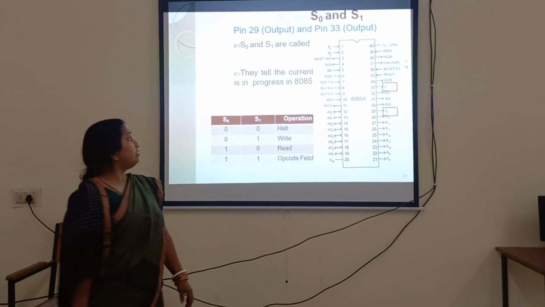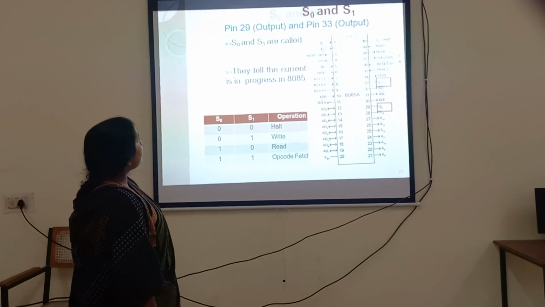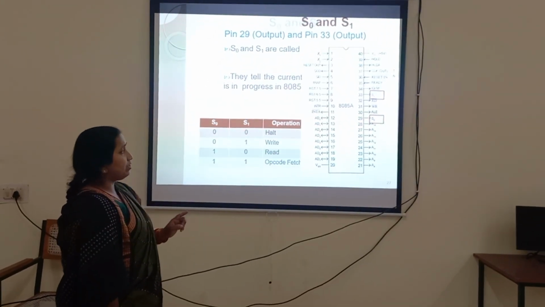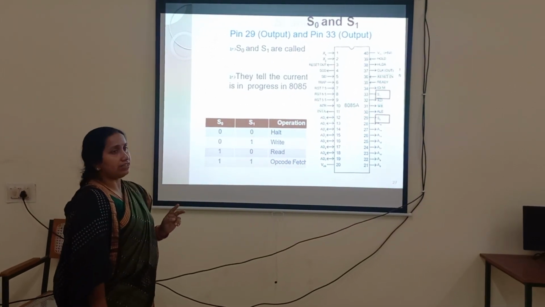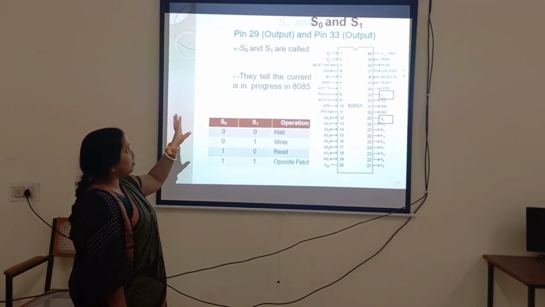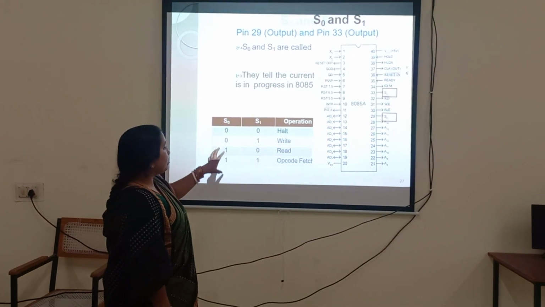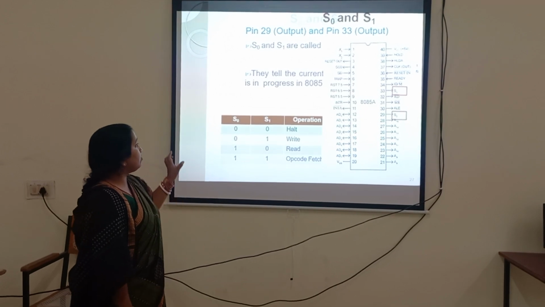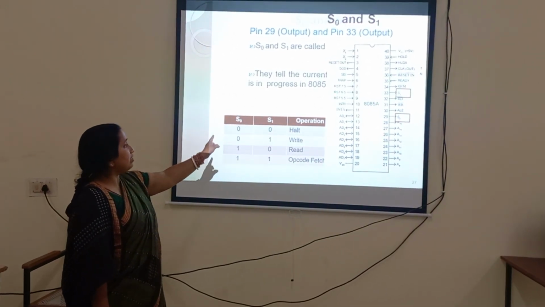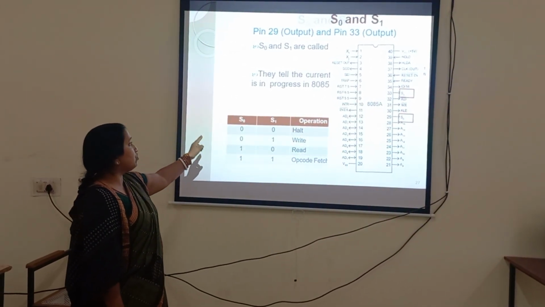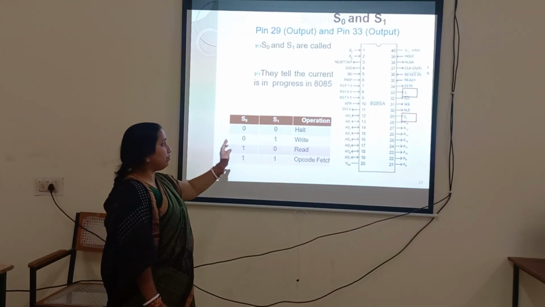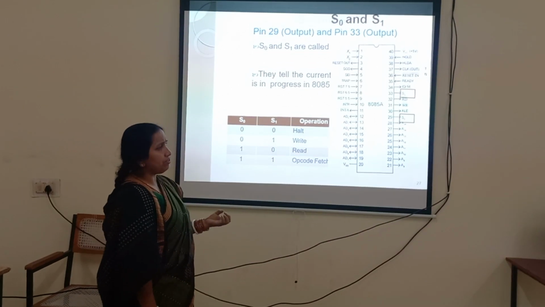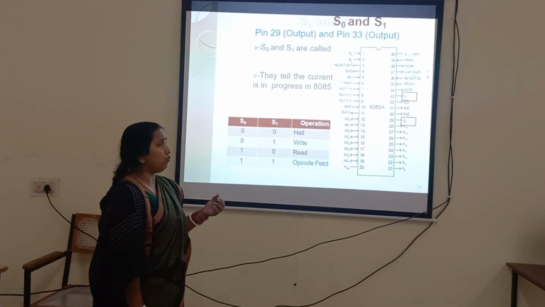The next are pin numbers 29 and 33. These pins are used for S0 and S1. These two are status signals which show what kind of operation is being done by the microprocessor. When S0 and S1 are both 0, it is a halt operation. Halt means it is a hold; it is one kind of hold signal.